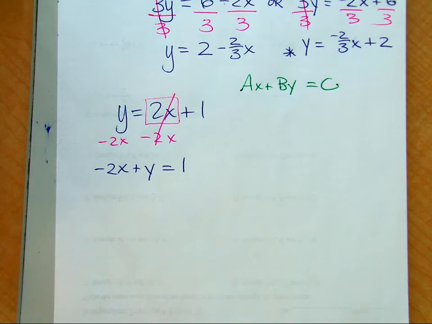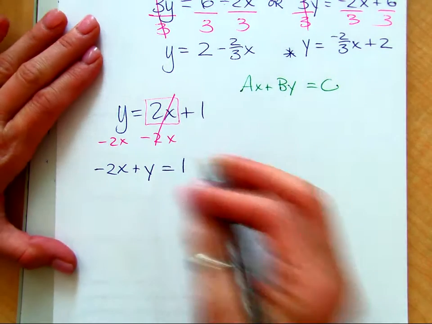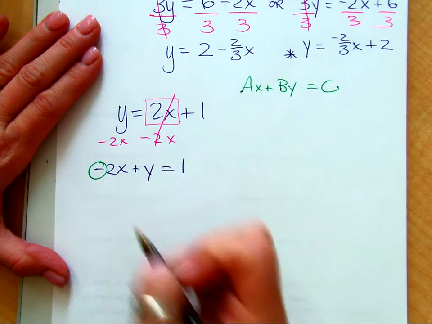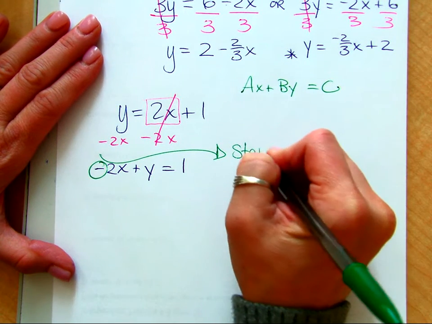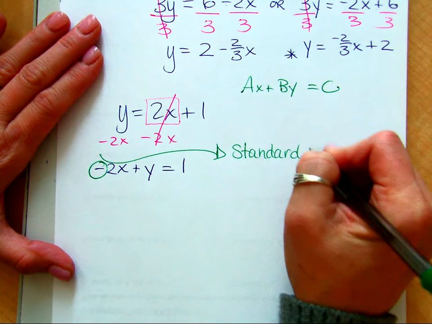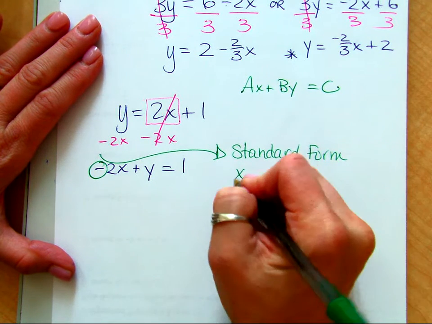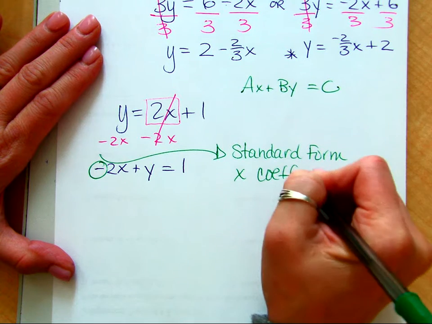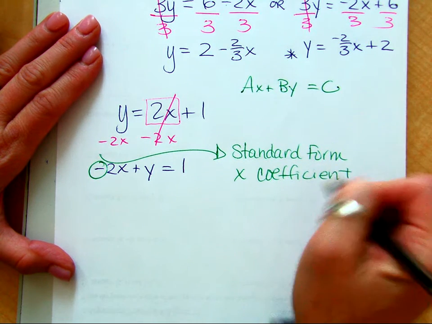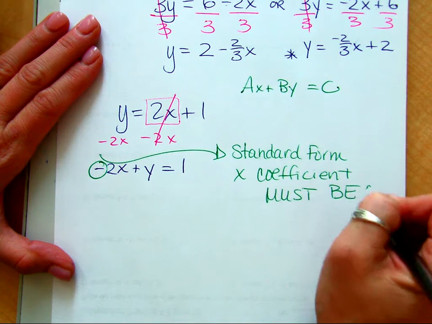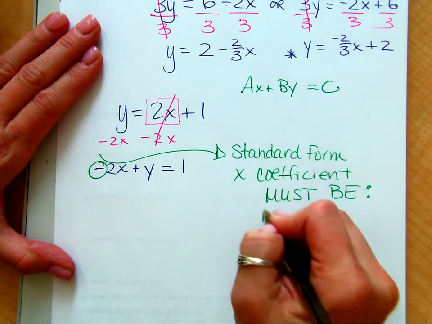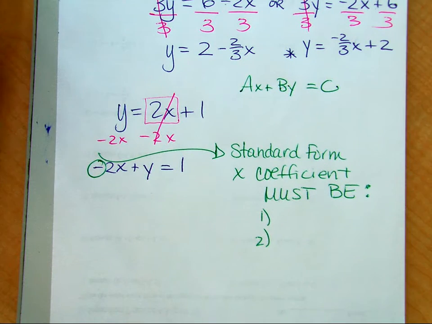But you're not done. There's going to be one little extra thing. And I want you to kind of circle that and put a little standard form: x coefficient must be two things. So it's got to be two things. One of them is not right now.